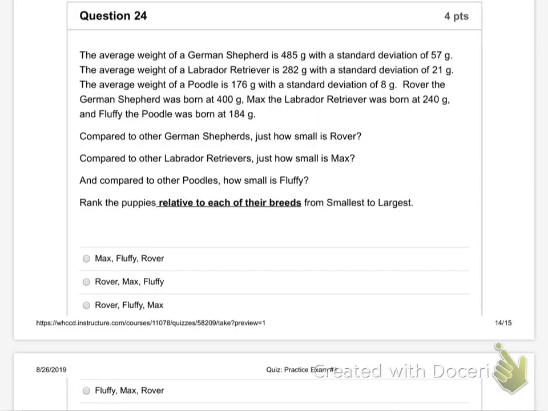Okay, so number 24, this is a tricky question. The average weight of the German Shepherd is 485 with standard deviation 57. The average weight of the Labrador Retriever is 282 with standard deviation 21. The average weight of the Poodles, 176 with standard deviation 8. And then they tell us in particular that Rover is 400 grams. And Max is 240 grams when he was born, and Fluffy the Poodle, 184 when he was born.